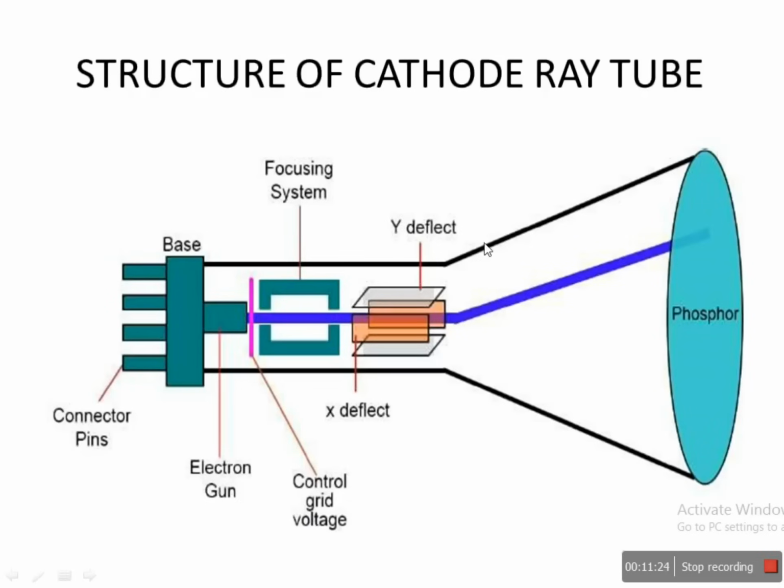This is the structure. You can take a look at this. These are the connector pins, this is the electron gun from where the cathode rays are passed. Focusing system focuses it at one point. Y deflection plates and X deflection plates, these are the directions in which they deflect the rays. And then this is the phosphor coated screen. When the rays hit the screen, that spot is illuminated, and that's how the pictures are formed, by illuminating different spots and trying to make a picture out of it.